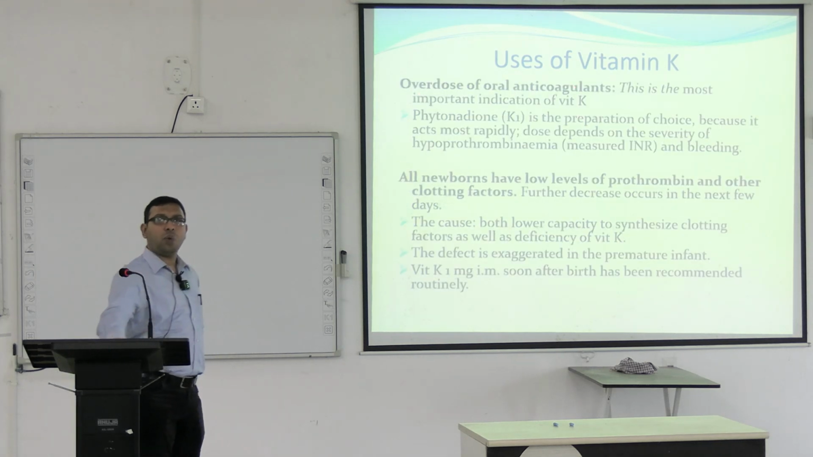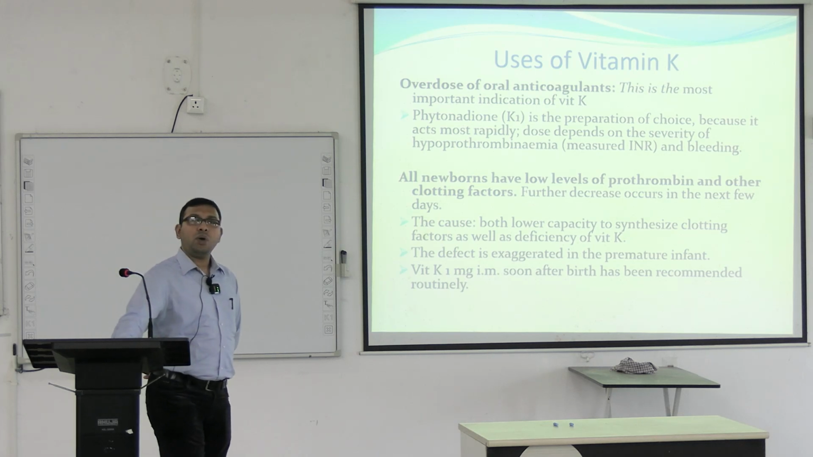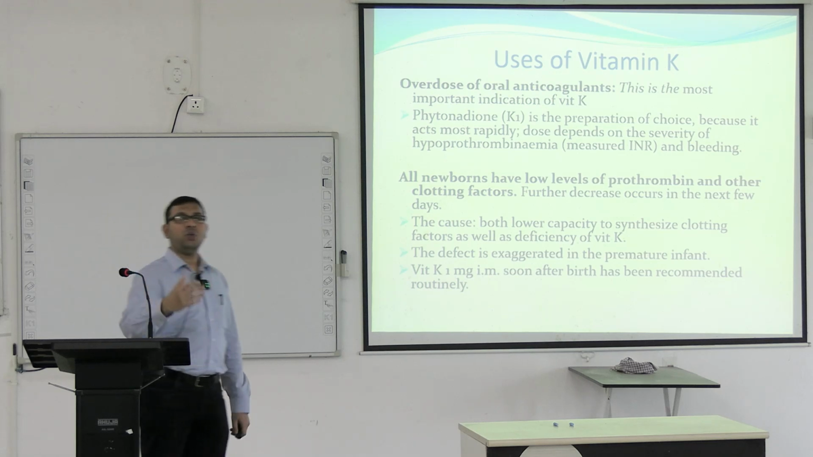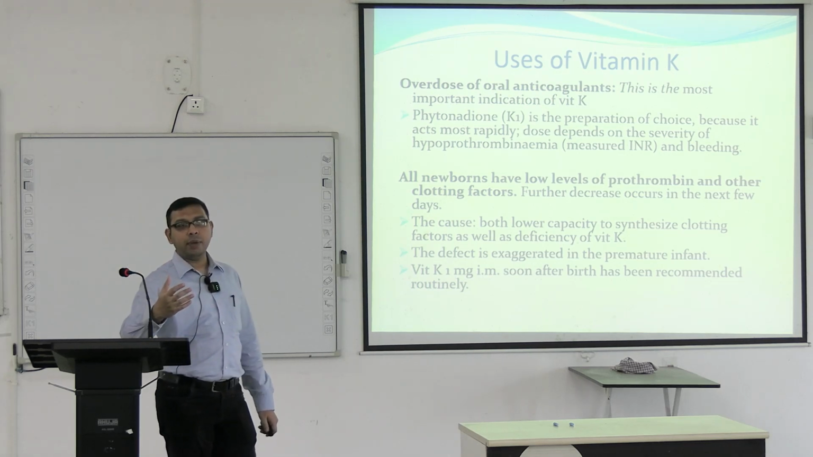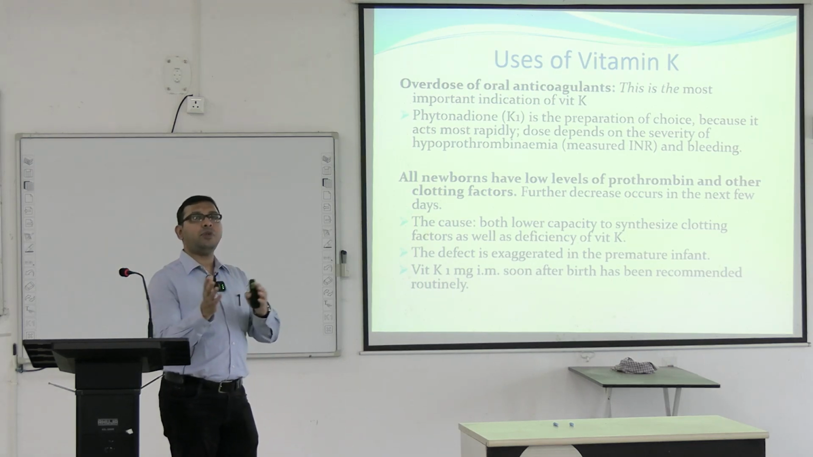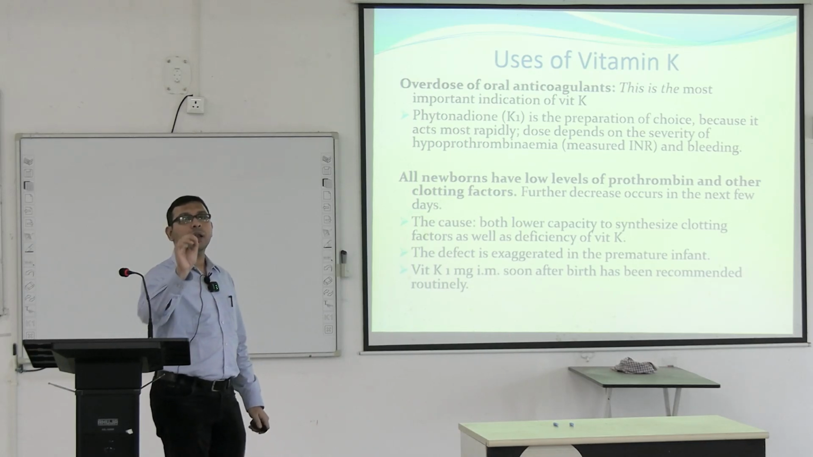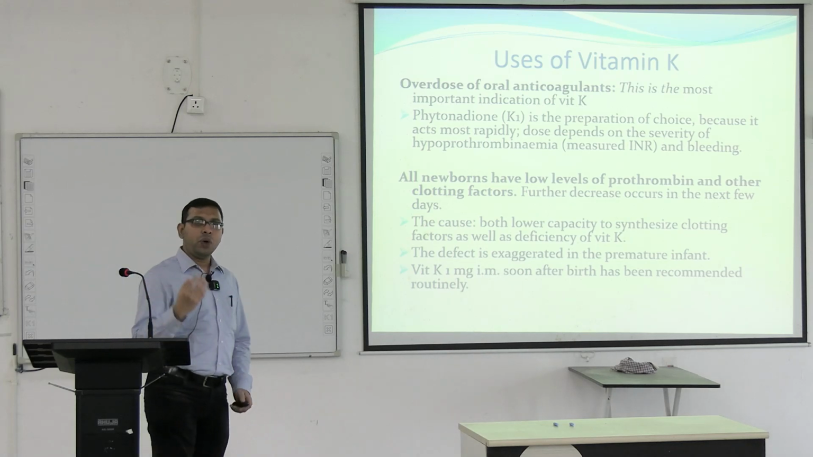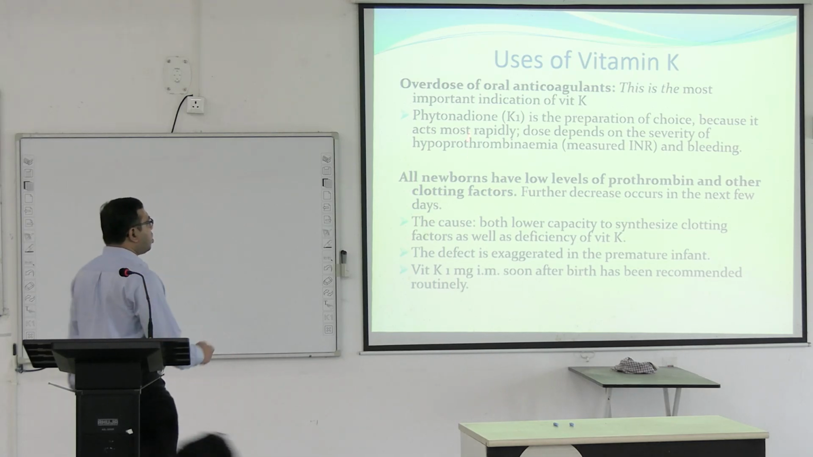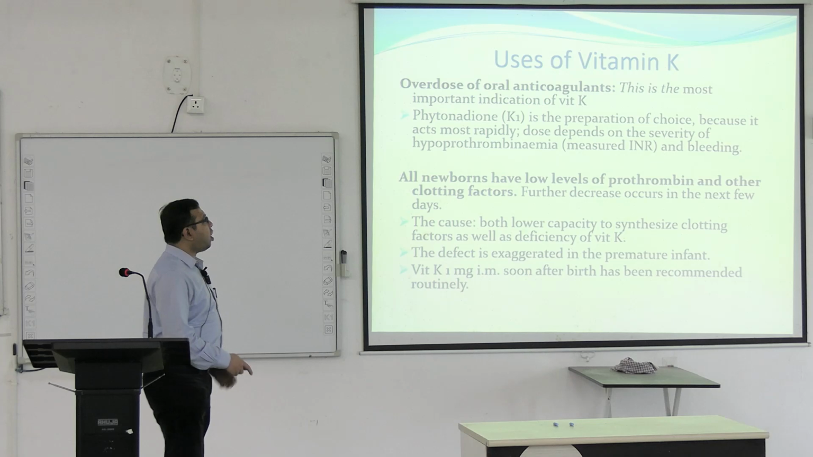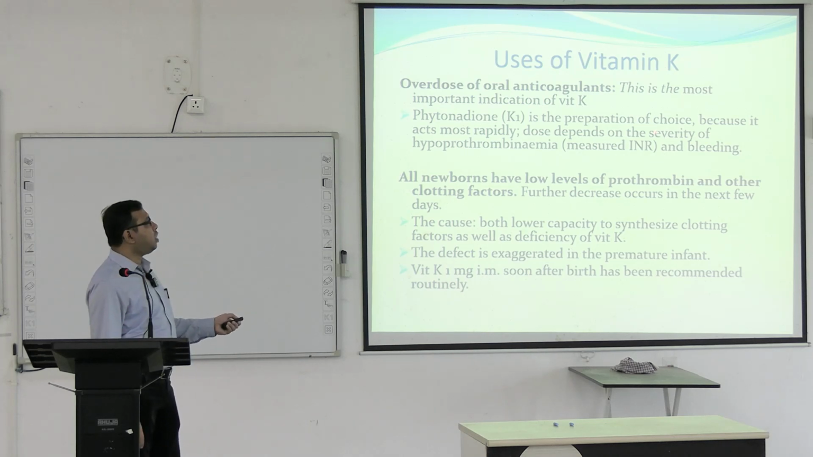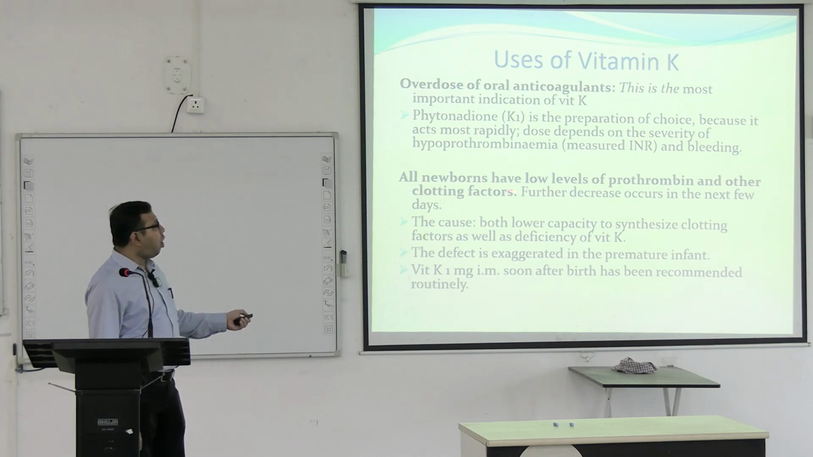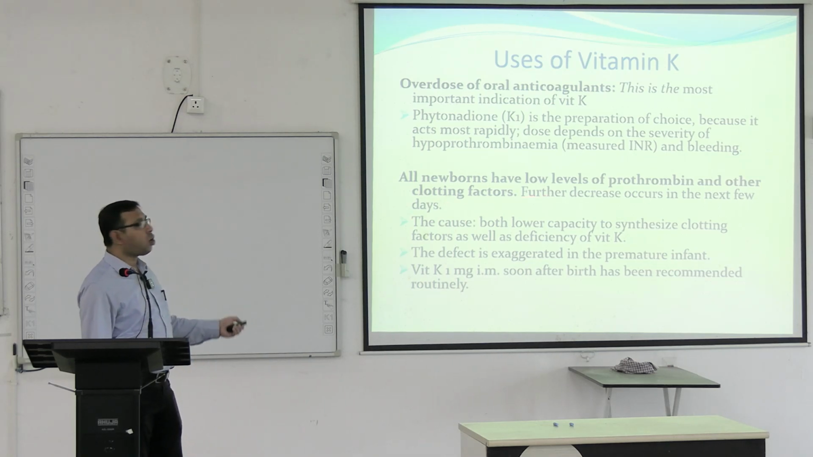We will read about the oral anticoagulants in the next class. Oral anticoagulant warfarin is basically a vitamin K antagonist, just the opposite. So when there is overdose, when we are using more anticoagulation, we have to reverse this by the opposite action, by giving vitamin K. So when there is warfarin toxicity, warfarin being an oral anticoagulant, we have to use vitamin K. Phytonadione, K1, is the preparation of choice because it acts most rapidly. Dose depends on the severity of the bleeding. Now all newborns have low levels of prothrombin and other clotting factors.